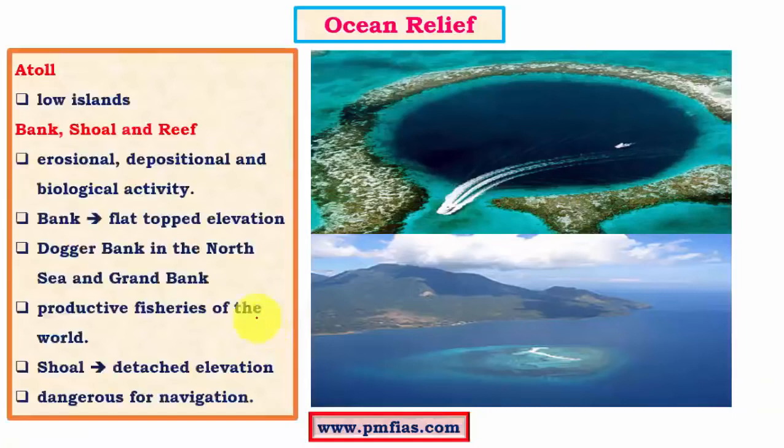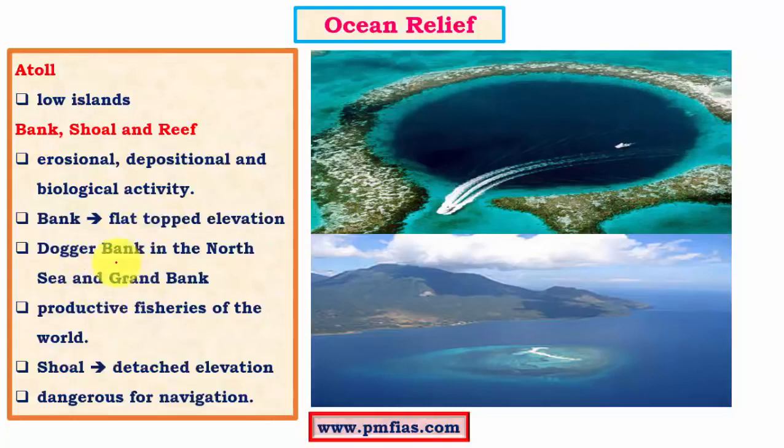Other important oceanic features, the minor ones, are atolls. While studying coral reefs, we'll study fringing reef, barrier reef and atolls, so we'll study them in detail later. Now let us look at bank and shoal. Banks are flat plateau-like regions under the water surface, especially in the continental shelf regions. For example, we have Grand Banks and Dogger Bank, which is a part of the North Sea. All these are important banks, and banks are very important fishing grounds.